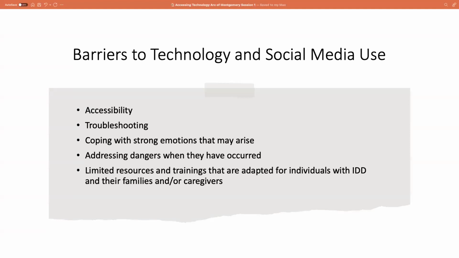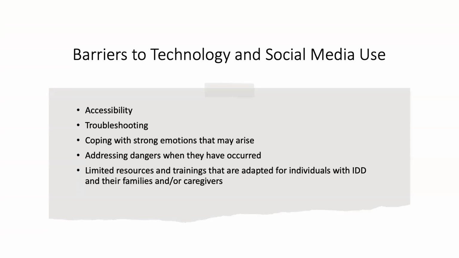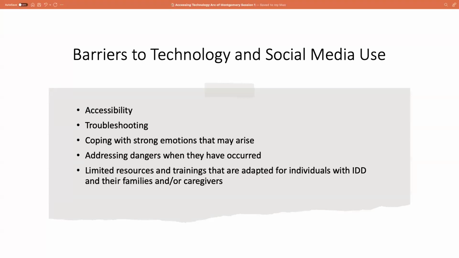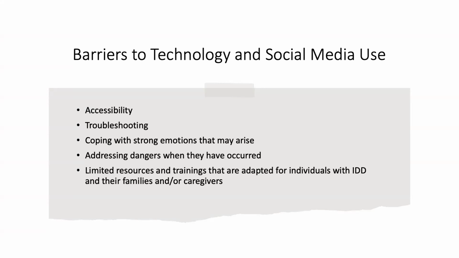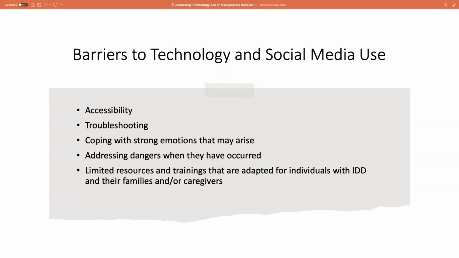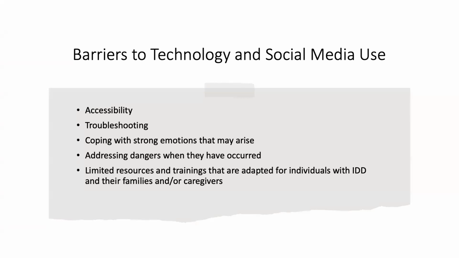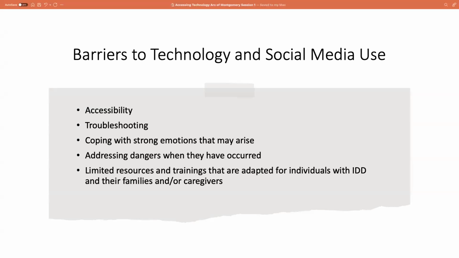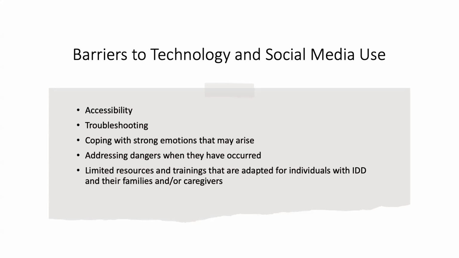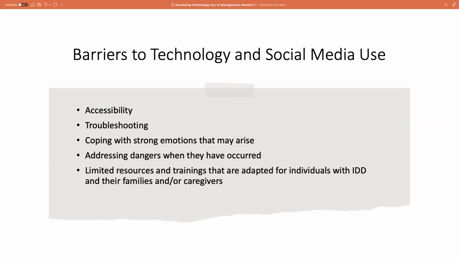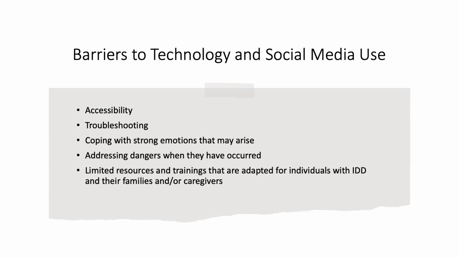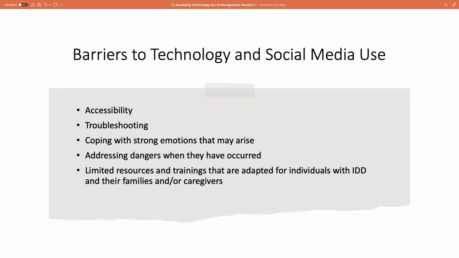Coping with strong emotions that may arise. This is a huge one that we'll talk about next week. Actually, I think it's session 3. When you're talking cyberbullying and predators, there might be fear that you have to address. There might be stress, there might be anxiety when we talk about it. So there are strong emotions that come out of social media use. We might see something graphic and it bothers us. So we all have emotions that come out of what we see. So another barrier would be, how do we cope with those emotions from things that we experience online? And then how do we address dangers when they have occurred?